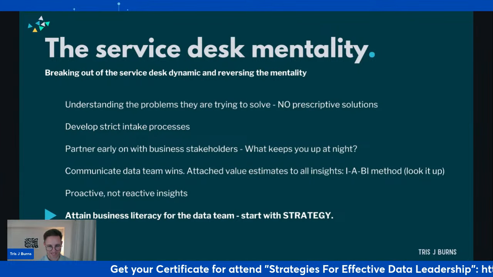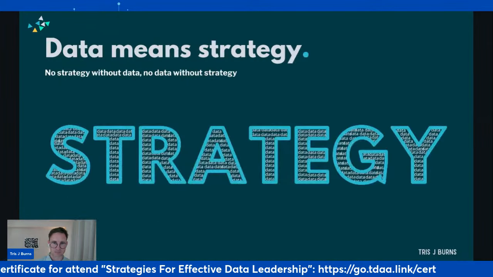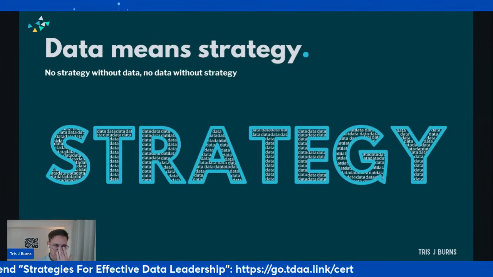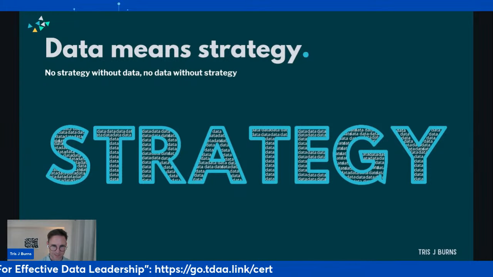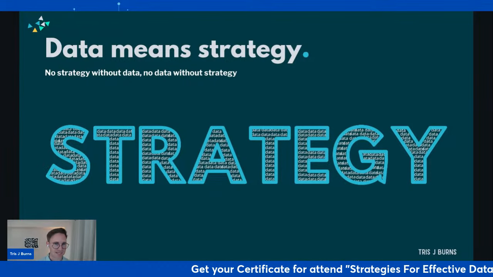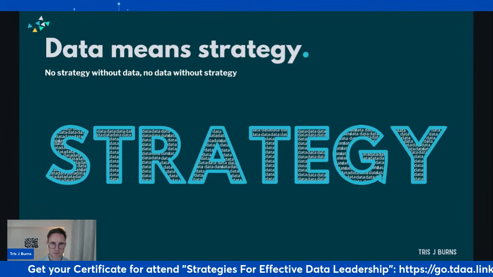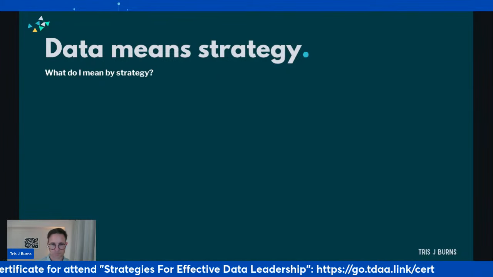And as a segue into the next and final topic, start with strategy. Ta-da! I hope you like this design. It's the word strategy with data written very small inside it. Data and strategy to me are inseparable. You cannot have a strategy without data, and you cannot have data without a strategy. These two things need to work hand in hand.